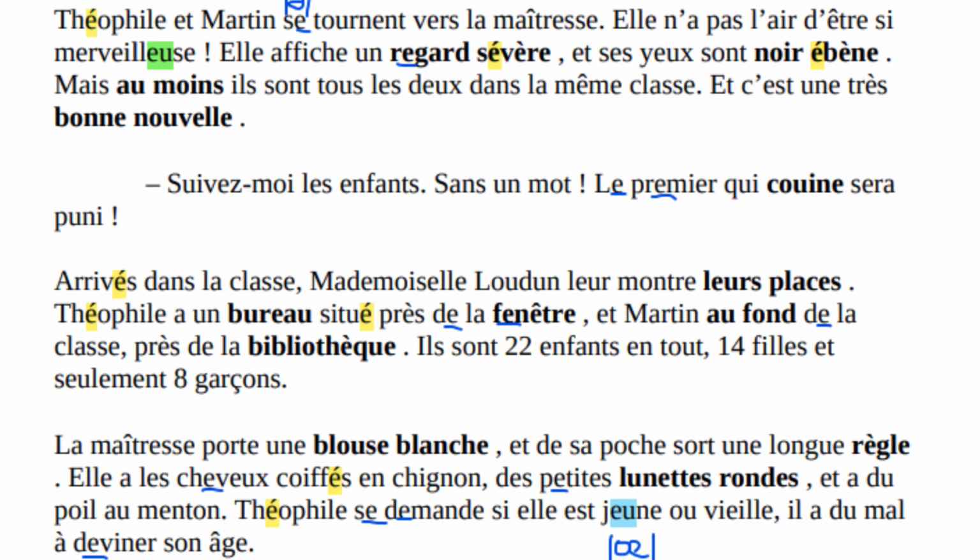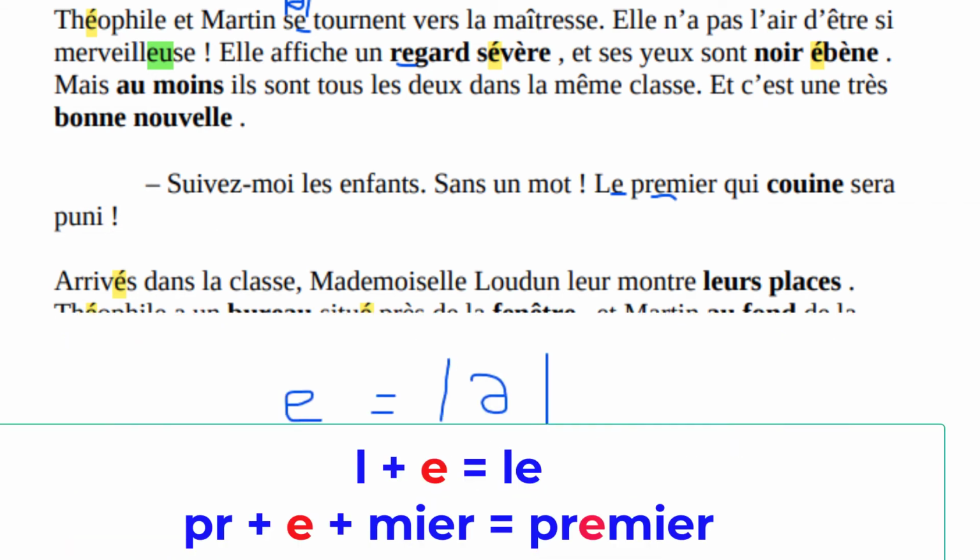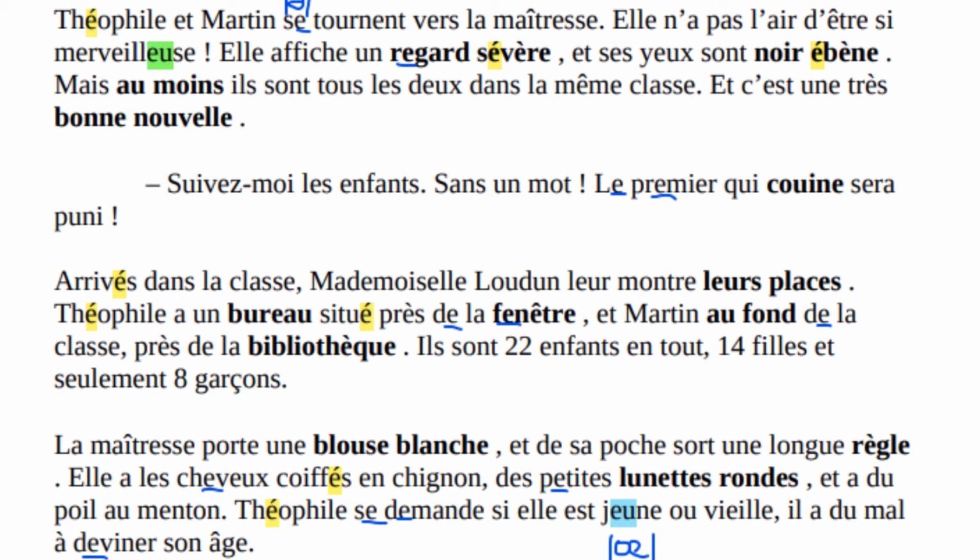Et ses yeux sont noirs et bennes. So for A, can we hear the A sound, and our accent grave as well that gives the sound. So we have A, ben. Mais au moins, ils sont tous les deux dans la même classe et c'est une très bonne nouvelle. Suivez-moi les enfants sans un mot. Le premier, so we have our L plus E, so we have le premier. Le premier qui couine sera puni.